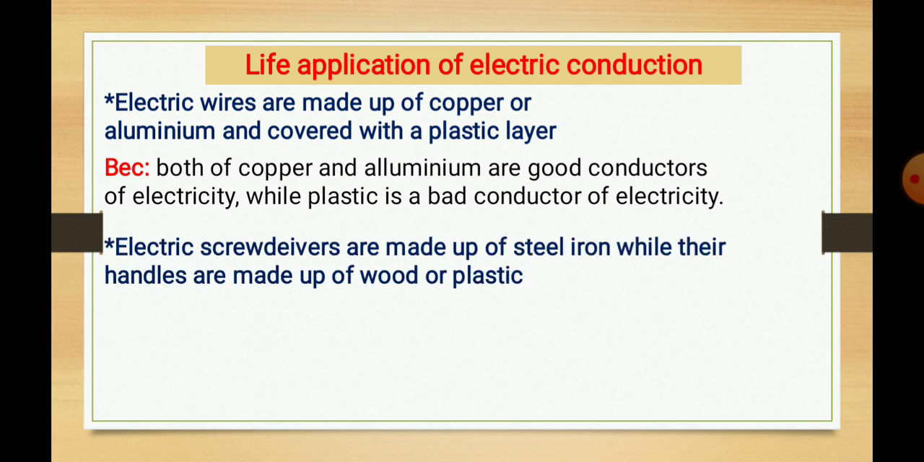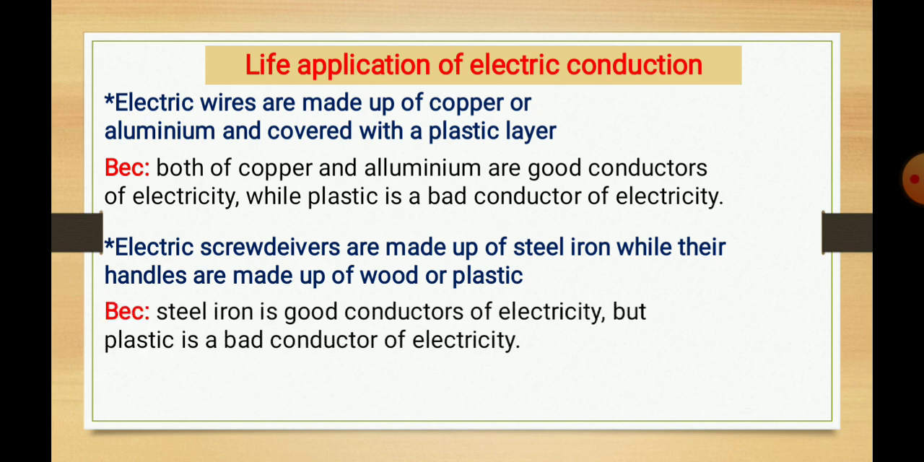Number two, electric screwdrivers are made up of steel iron, while their handles are made up of wood or plastic. Give reason: because the steel iron is a good conductor of electricity, but the wood and plastic are bad conductors of electricity. I think it's so easy.